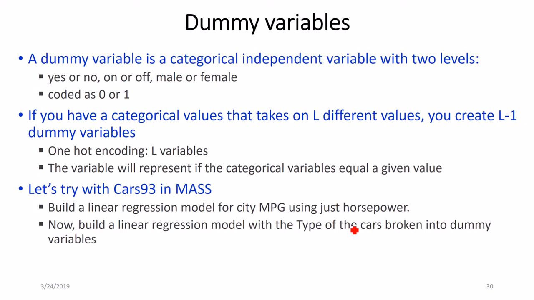Let's try the COS93 dataset. First, we will build a linear regression model for one variable, which is horsepower. CTMPG is the dependent variable. And later on, we add type of cars. Type is a categorical variable, so we will see how this variable is converted into dummy variables.